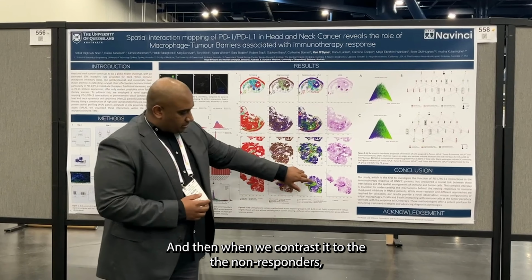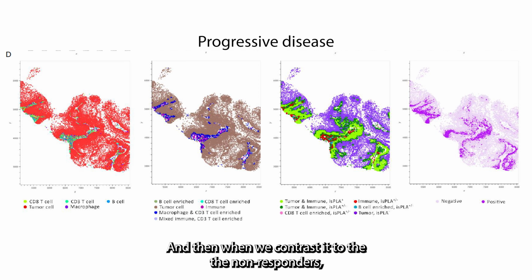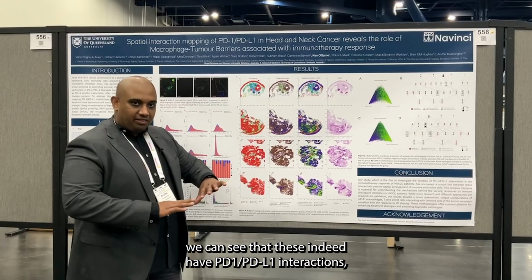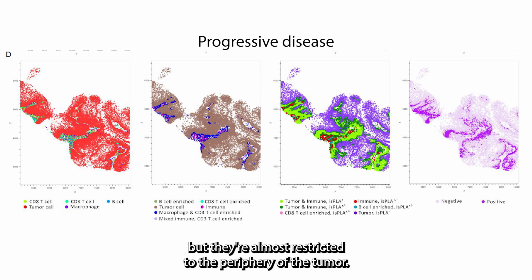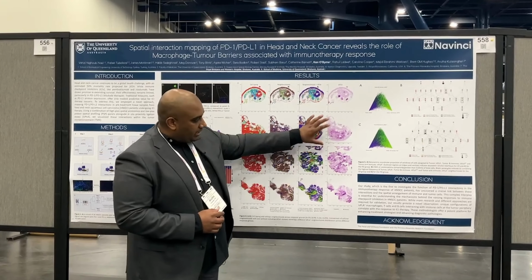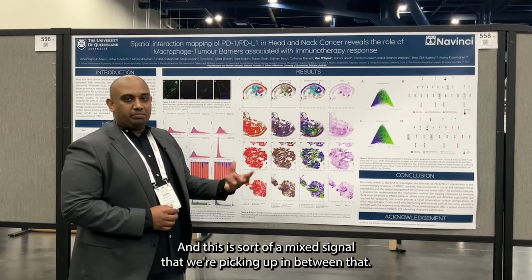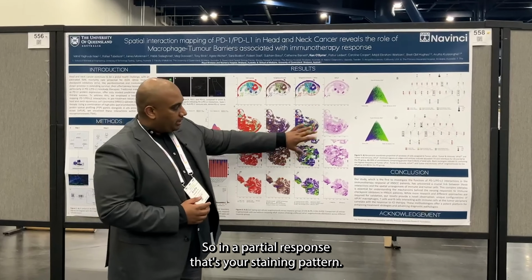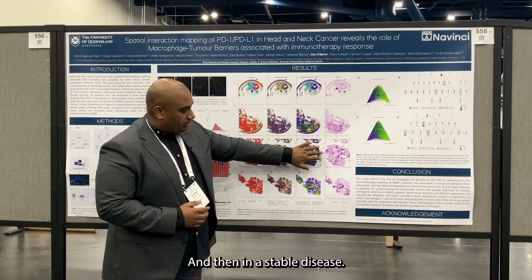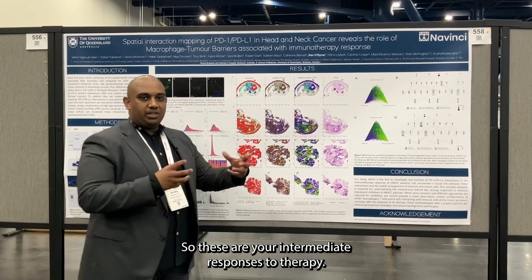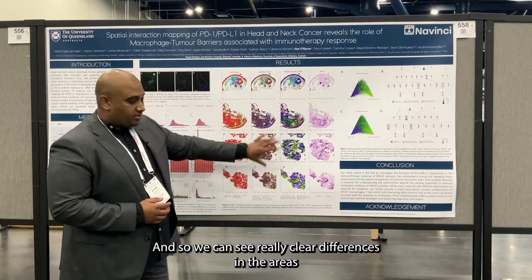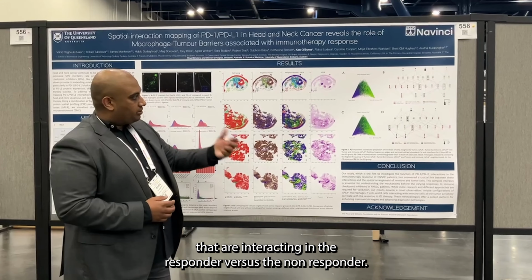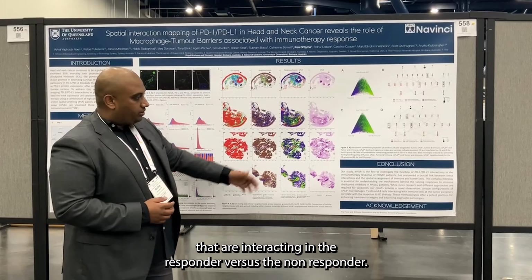And then when we contrast it to the non-responders, we can see that these indeed have PD-1, PD-L1 interactions, but they're almost restricted to the periphery of the tumor. And so this is where you've got the responder, the non-responder, and this is sort of your mixed signal that we're picking up in between that. So that's really interesting. So in a partial response, that's your staining pattern, and then in a stable disease. So these are sort of your intermediate responses to therapy. And so we can see really clear differences in the areas that are interacting in the responder versus the non-responder.